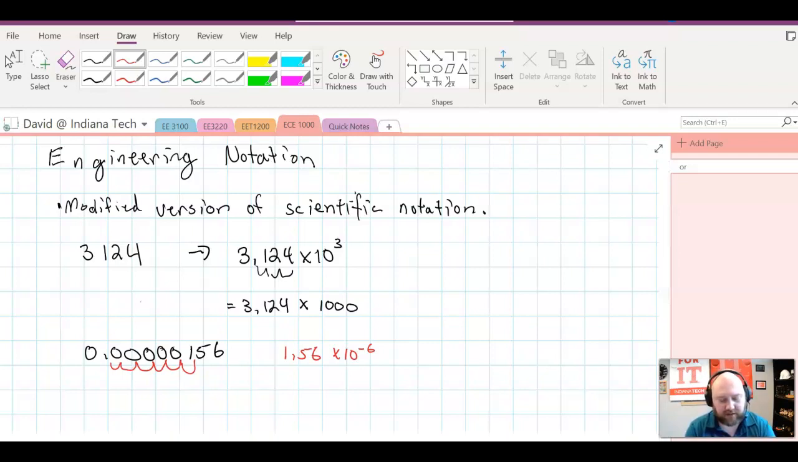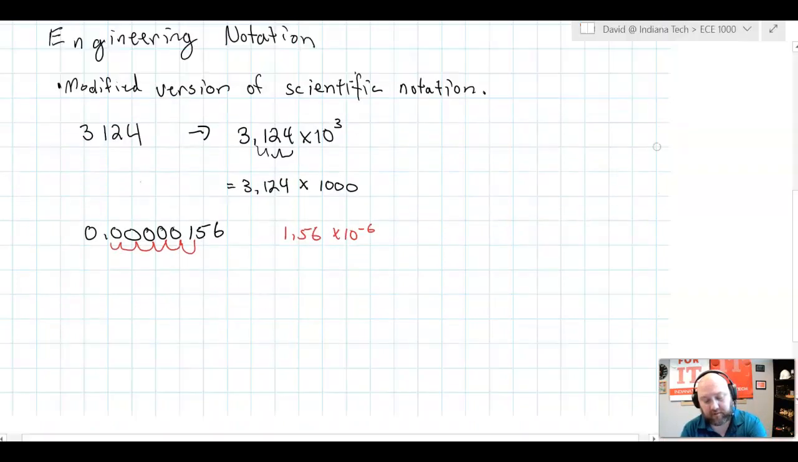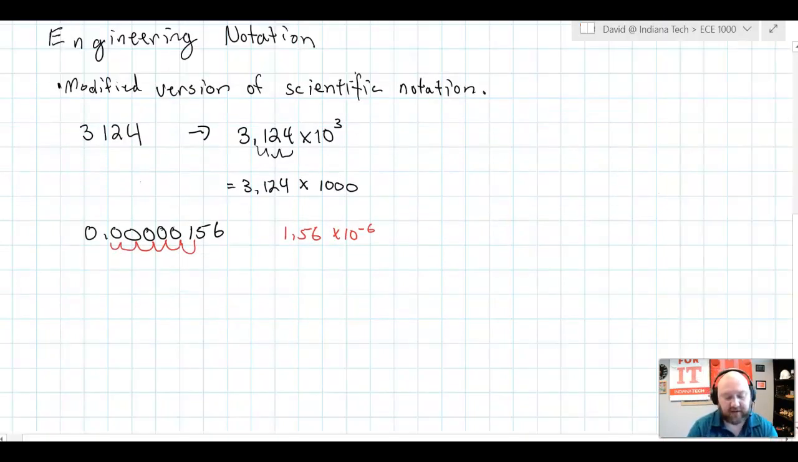Now, the reality is often in electrical engineering, we just want everything to be in scientific notation, but we don't like having to always write this times 10 to a power business. And so engineering notation has come up with a shorthand here.